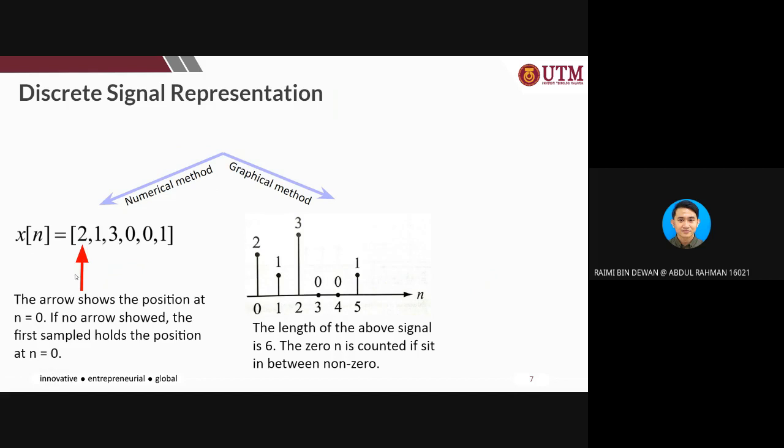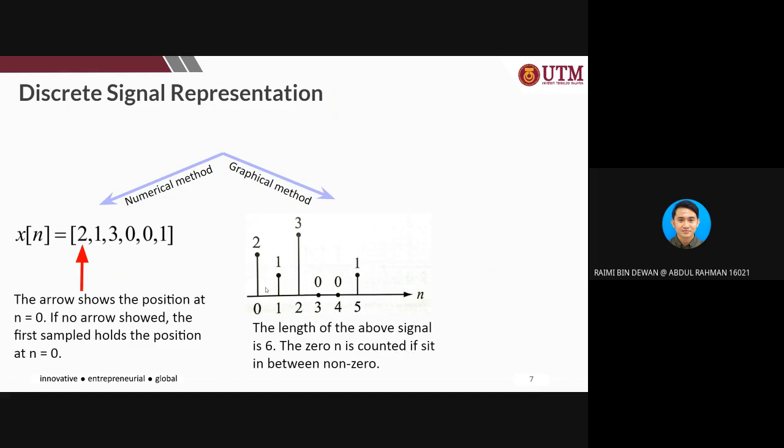If we don't have an arrow, the first value at the left, the first sample value, is usually n = 0. Sometimes questions can be tricky and don't provide the arrow, so you should know where your n = 0 is. It should be the first sample if they don't provide the arrow. The graphical method is the other way to represent our discrete signal. For example, the length of the above signal is 6. The 0 is counted if it sits between non-zero values.